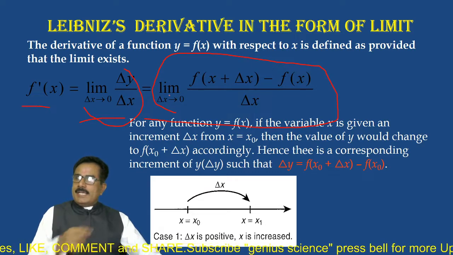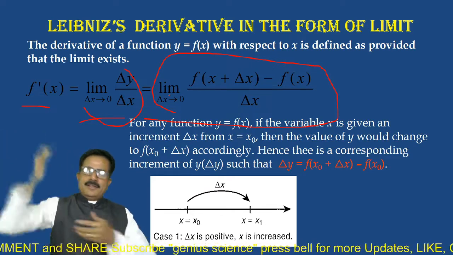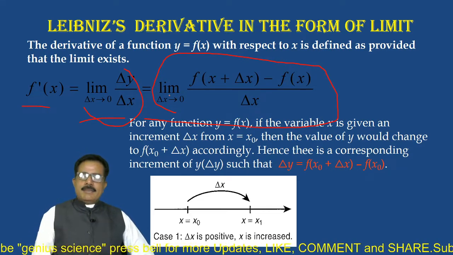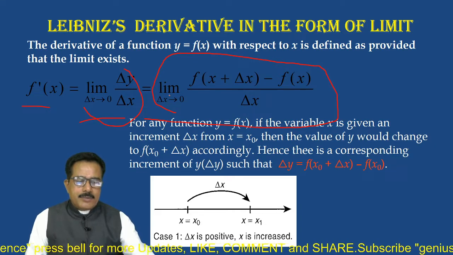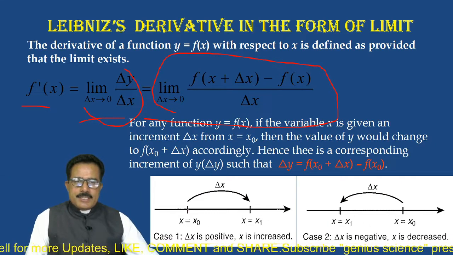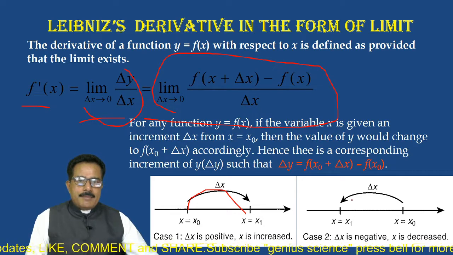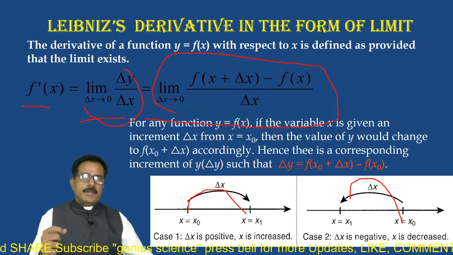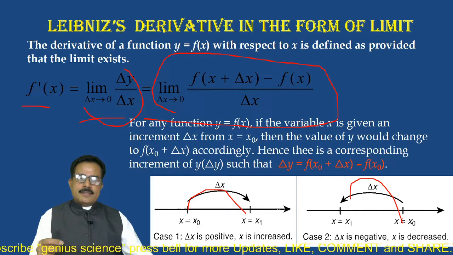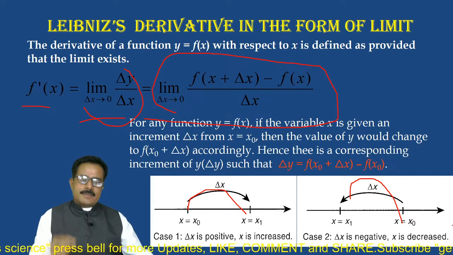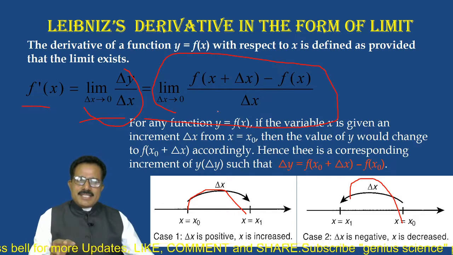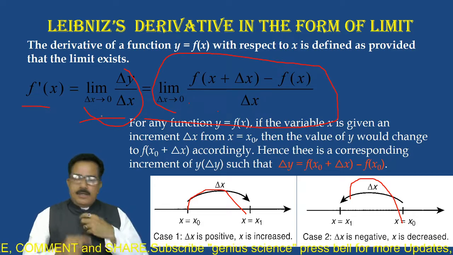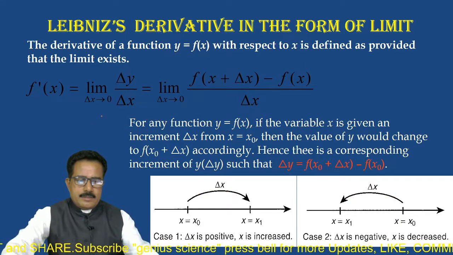But what are delta x and delta y? Actually, delta x and delta y are the corresponding increments. On the real line, delta x means the increment in x, and delta y is the increment in y. But this is the definition of derivatives. What is the actual meaning? What is the geometrical meaning of that derivative? We shall discuss it today.